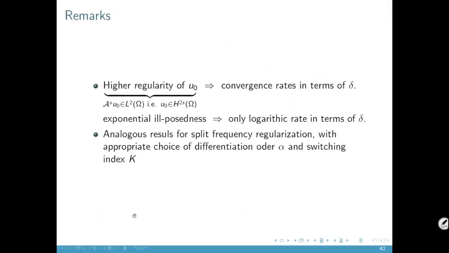Just some remarks. One can also show convergence rates. What I showed you here was just plain convergence without rates. That's typical of inverse problems. But under higher regularity assumptions on the searched-for quantity, U0, one can also obtain convergence rates. But it's an exponentially ill-posed problem, so the rates will just be logarithmic. That's very natural. And one can do the same thing for this split frequency approach.